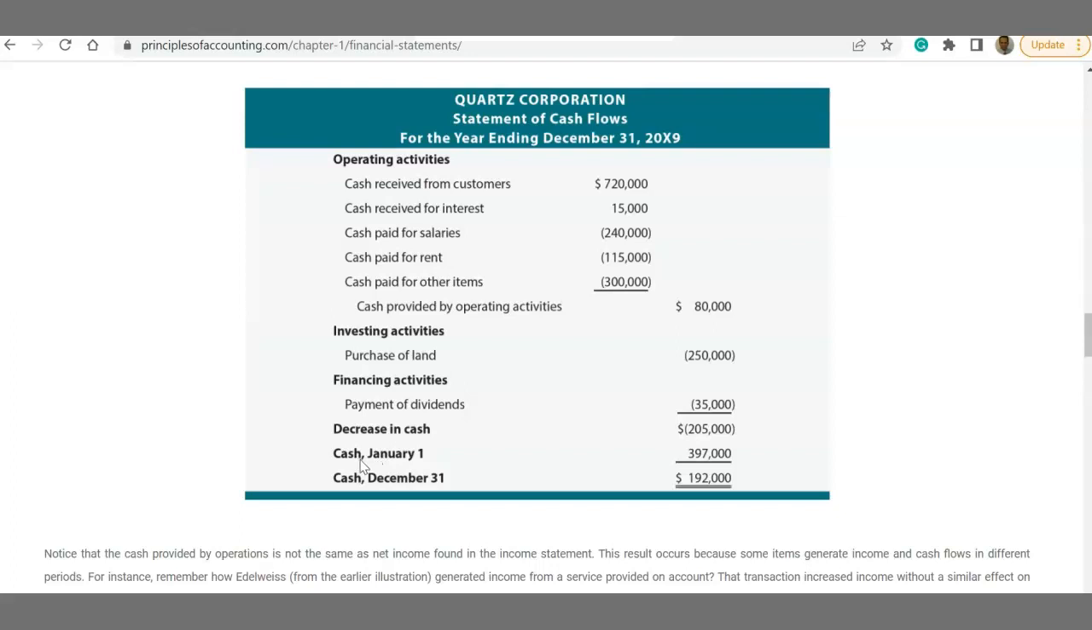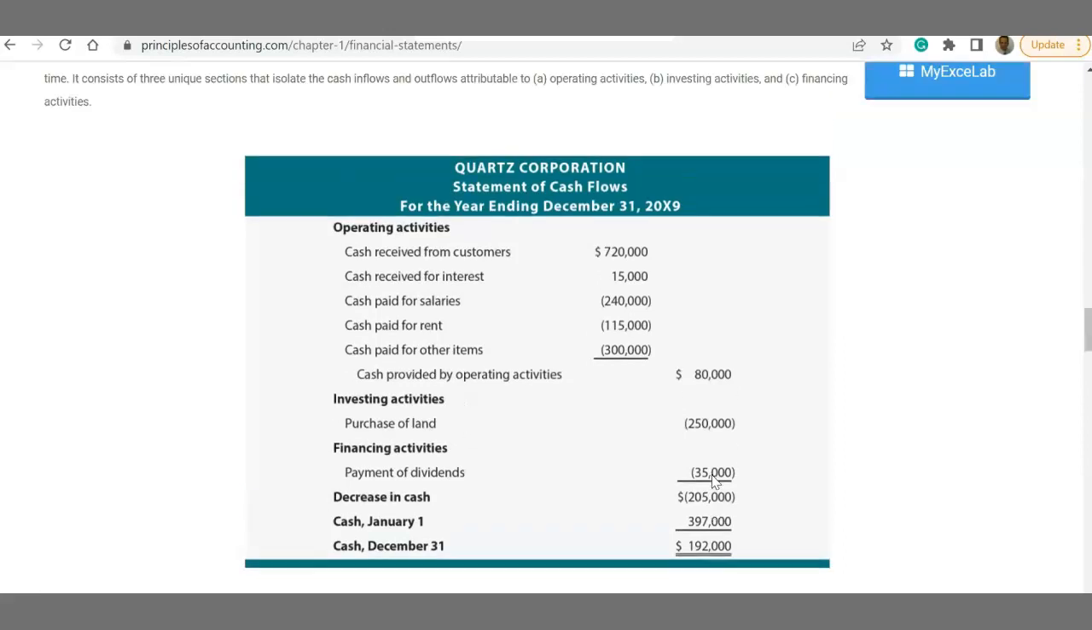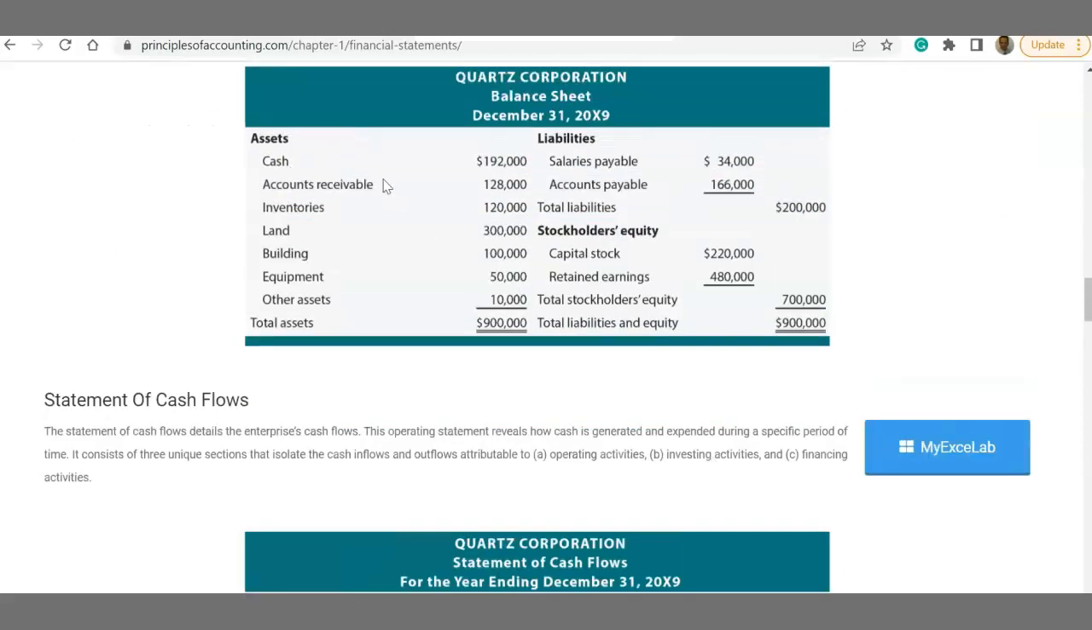Then you say, okay, at the beginning of the year, I had $397,000. So minus 205,000 negative cash outflow. So my cash at the December 31st is $192,000. Watch this carefully. Your cash at the end of December 31st of 2019 should be $192,000. And let me check. Oh, yes. Here we go. Cash is $192,000 at the end of December 31st of 2019.